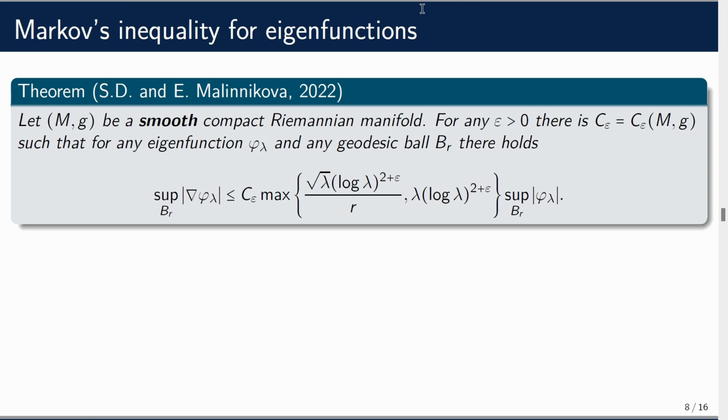You can ignore the epsilon if you want. You can say that epsilon is equal to 1, and then this constant will not depend on epsilon, just on the manifold, and then you get log lambda to the third. If you ignore the lambdas, what is this telling you? That we have the sharp Markov inequality up to scale 1 over square root of lambda. Notice these two terms in the maximum, they coincide when R is equal to 1 over square root of lambda.